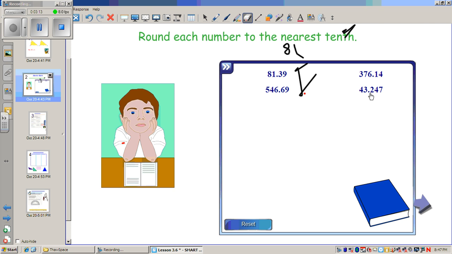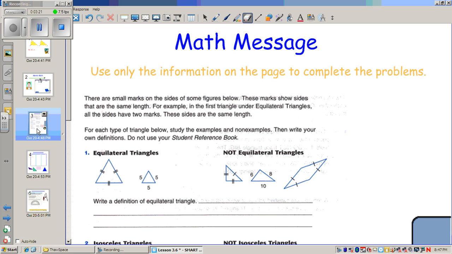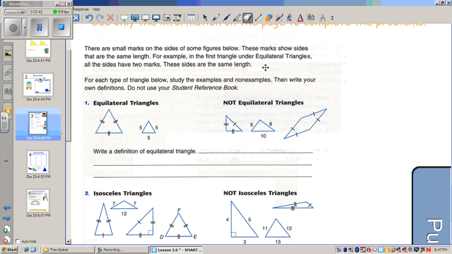So again, good practice, good review. So let's keep moving on with our congruent triangles and knowing if they are. This is our math message. It says, use only the information on the page to complete the problems. It says there are small marks on the sides of the figures below. These marks show sides that are the same length. So again, I said those little hash marks were going to come in handy. For example, in the first triangle, under equilateral triangles, all sides have 2 marks. These sides are the same length. So if they all have the same number of marks, it means that they're the same.